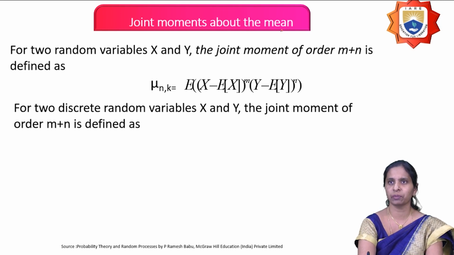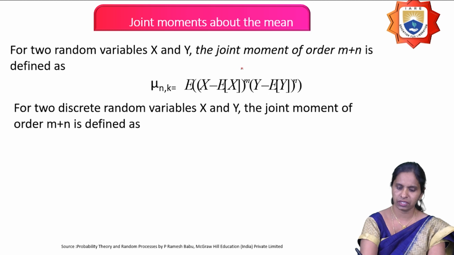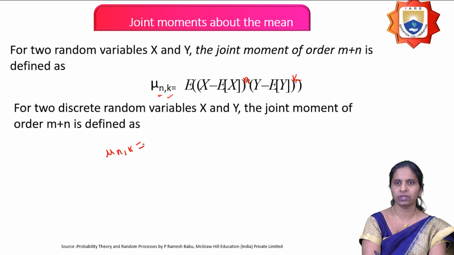Previously I calculated about the origin. About the origin it is nothing but x minus 0 power n into y minus 0 power k. So this is n and k. So here also you will get n and here k. Okay, therefore for two random variables x and y, what is the joint moment about the mean?